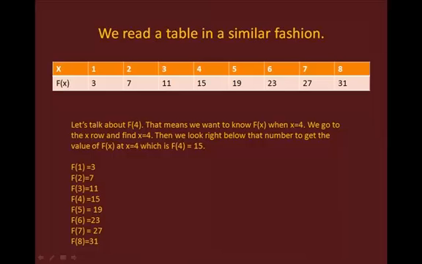Similarly, we can look at all the numbers on the table. So this means that f of 1, when x equals 1, will give us 3. That's the y value. F of 2 is 7. F of 3 is 11. So on and so forth down the table.